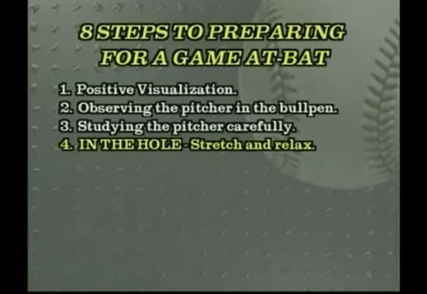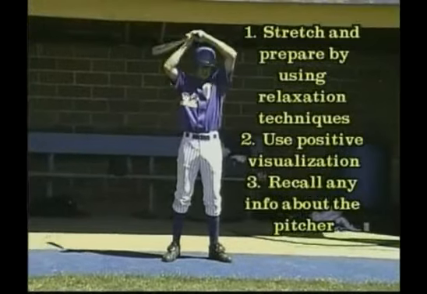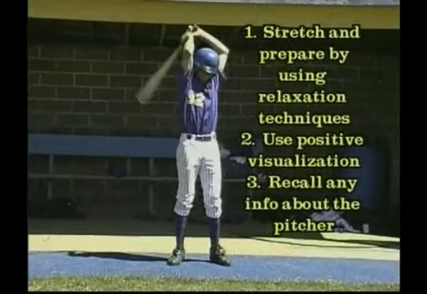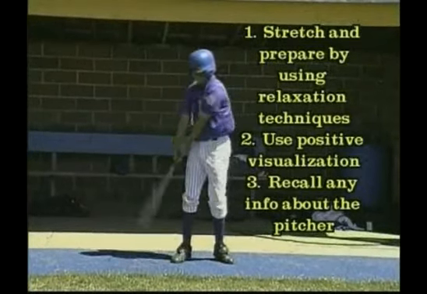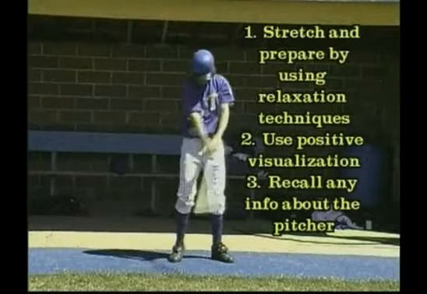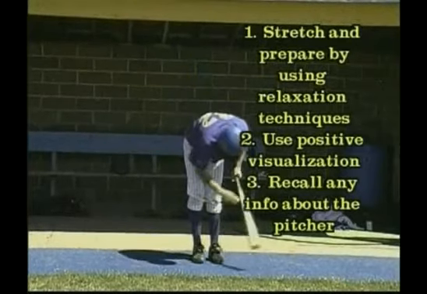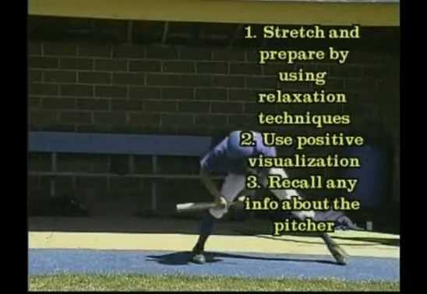4. In the hole. The hitter begins getting ready early. There may be 2 hitters in the hole. The hitter does not want to be rushed. He stretches and checks in with himself to determine his present state of mind and prepares himself by relaxing with controlled breathing and positive thoughts about the at-bat. He wants to recall any information about the pitcher that may be helpful.